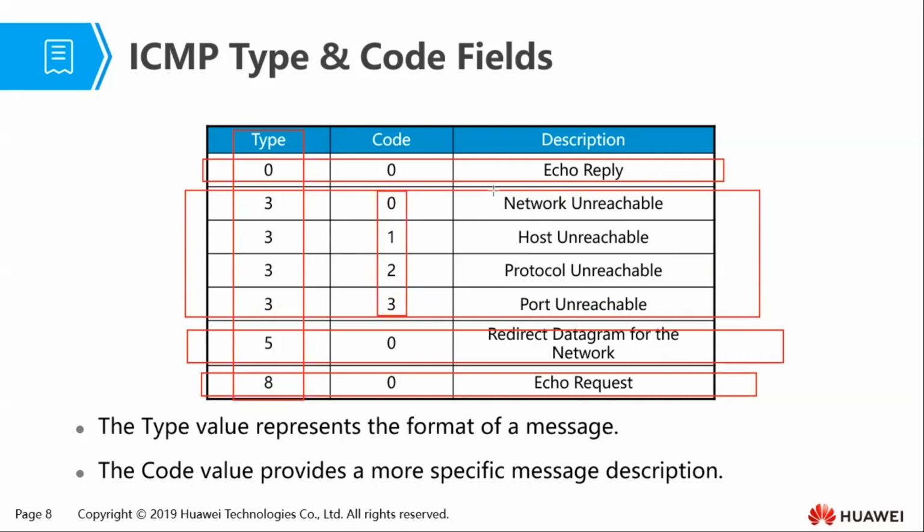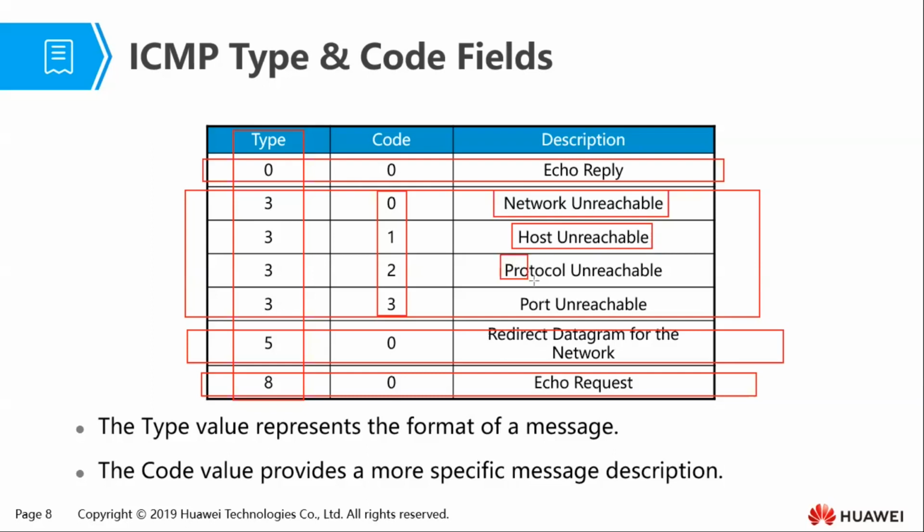The first one is network unreachable. For example, the gateway in that network is down. If the gateway is down, then the message that will be returned to the source is network unreachable. Then we have host unreachable. For example, your machine has been shut down, or its NIC has failed, or it has been configured with another address, so it will return host unreachable.